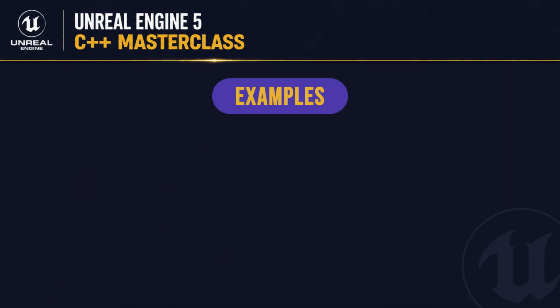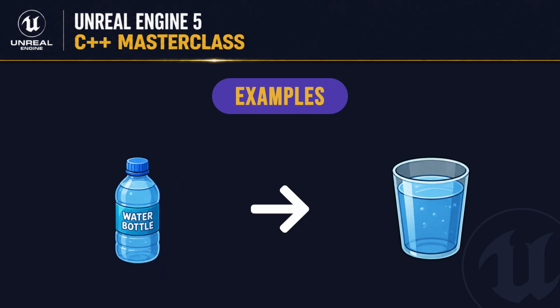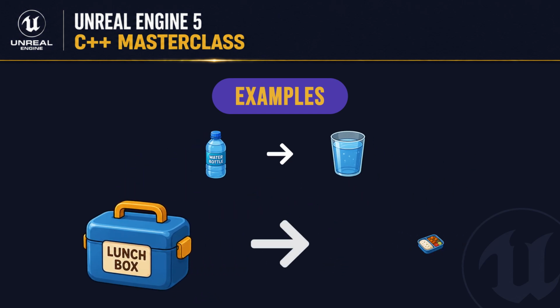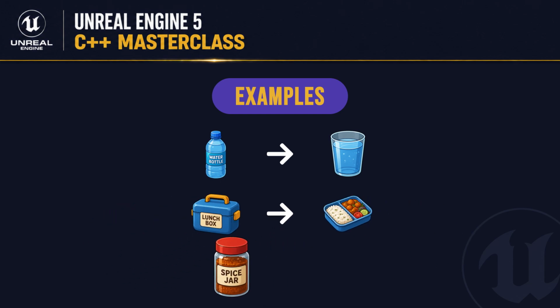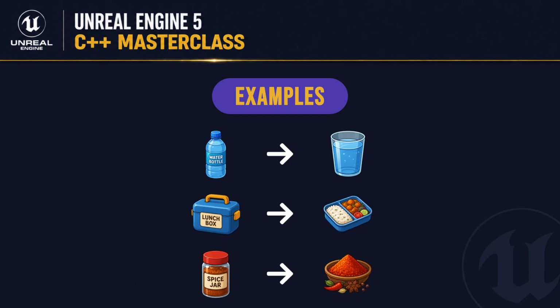Imagine you have different containers in your kitchen. A water bottle stores water, a lunch box stores food, and a spice jar stores spices. Each container is designed for a specific purpose. You cannot store food inside a water bottle. A data type in C++ works in a very similar way. It tells the computer what kind of information should be stored inside a variable.